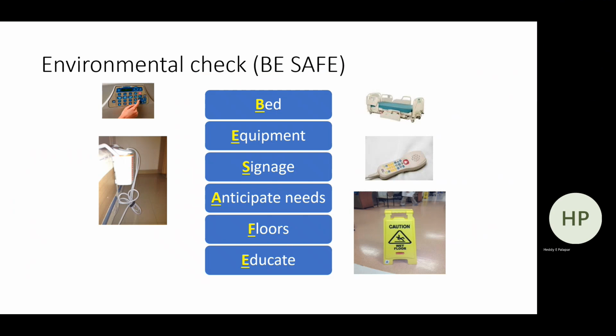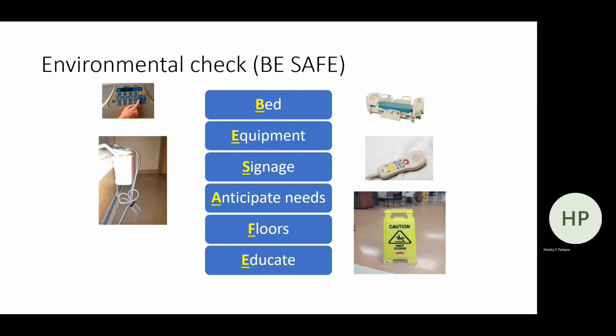Environmental hazards are any objects or physical circumstances in the environment that increases a person's risk for falling. Environmental checks have been proven to reduce the risk of falls and falls with injury by identifying and eliminating the environmental hazard. The acronym Be Safe is an easy way to remember all elements of the environmental safety check.